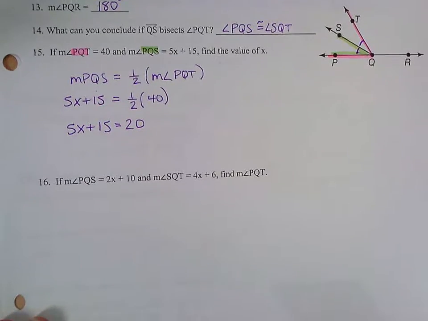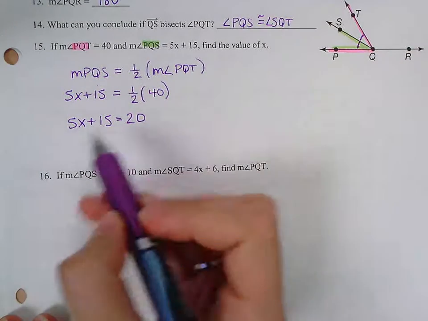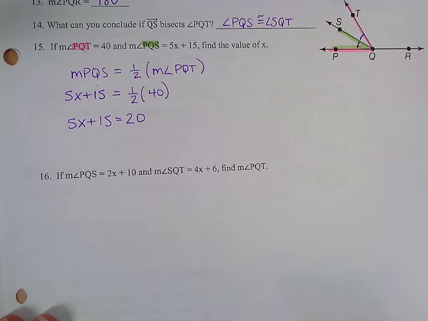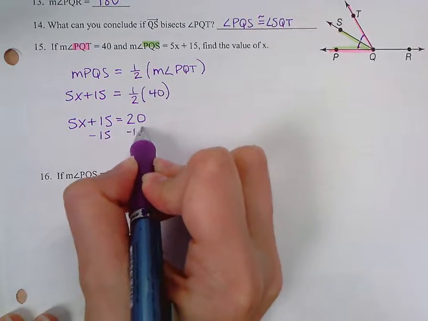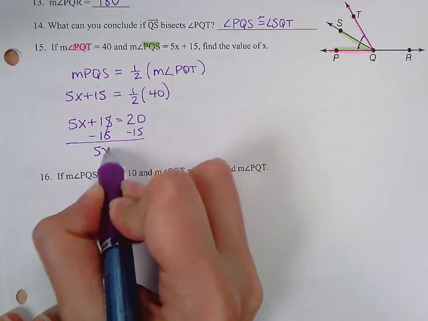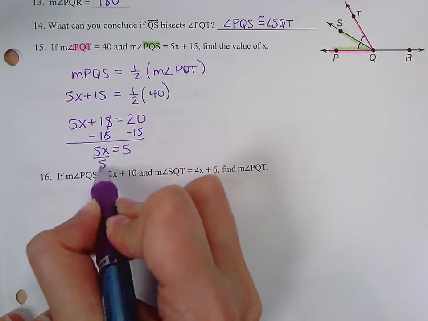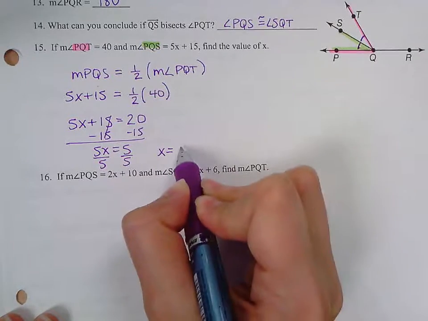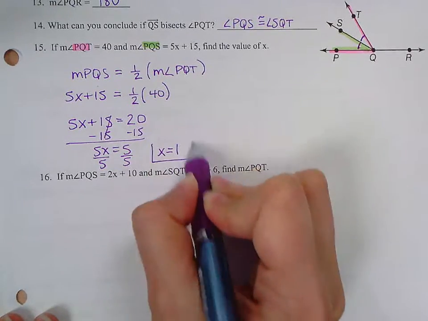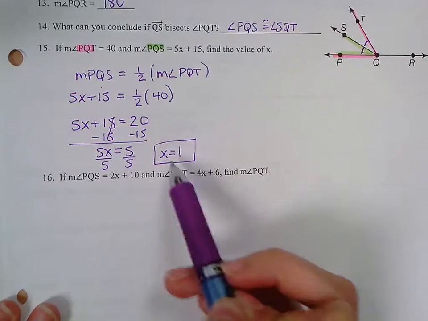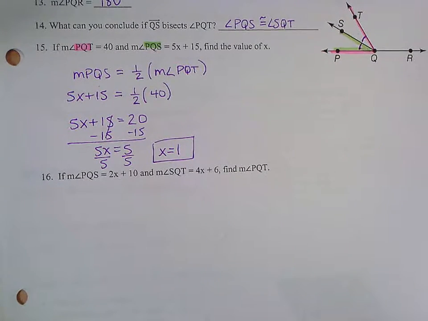What would I do next to solve for x in this equation? Next step, subtract 15. So 5x equals 20 minus 15, which is 5. Divide by 5. 5 divided by 5 is 1. So x is 1. And it said find the value of x. Make sure you go back to the problem and see if it's looking for something else. You might need to substitute it back in somewhere.